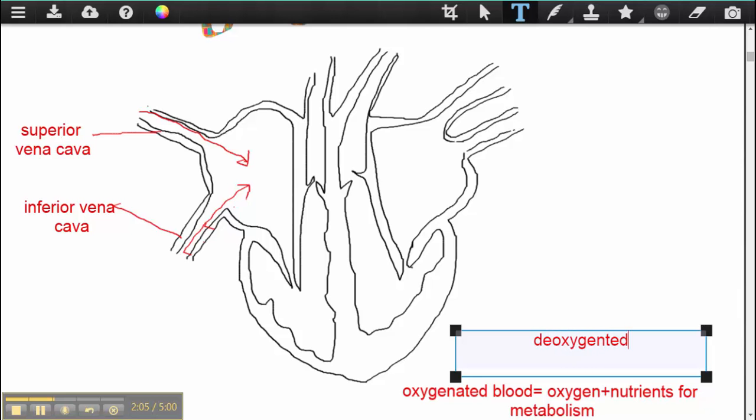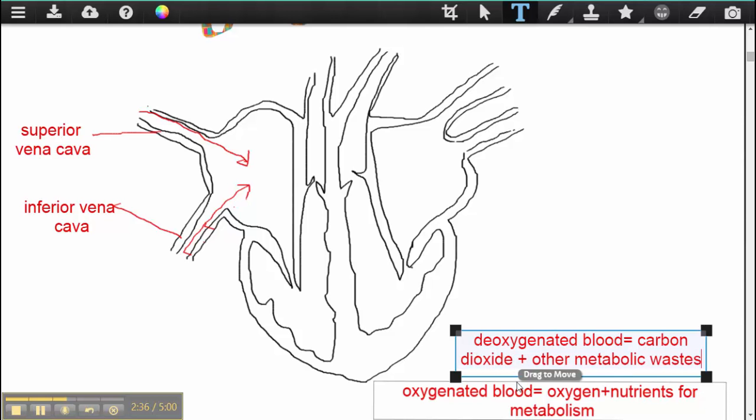Deoxygenated blood is the blood that contains metabolic wastes like carbon dioxide. It also contains oxygen, but in very, very low quantities.